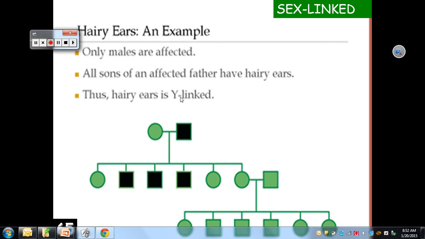Here's one more example. See if you can do this one on your own. Look to see who is affected. It is all male, so it would make it a sex-linked trait.